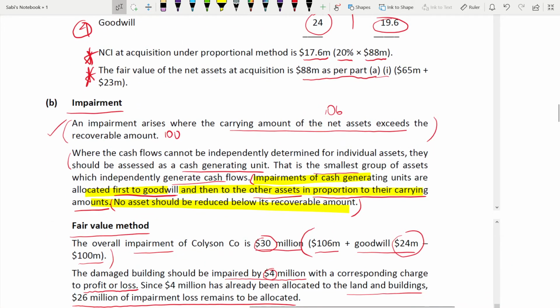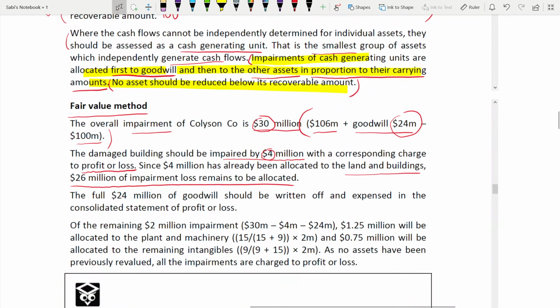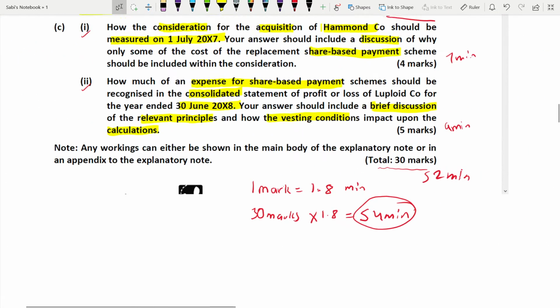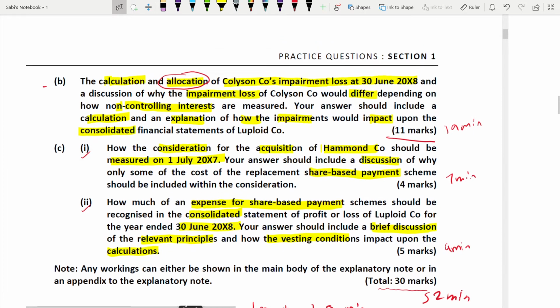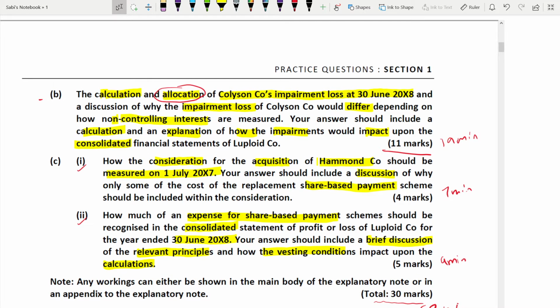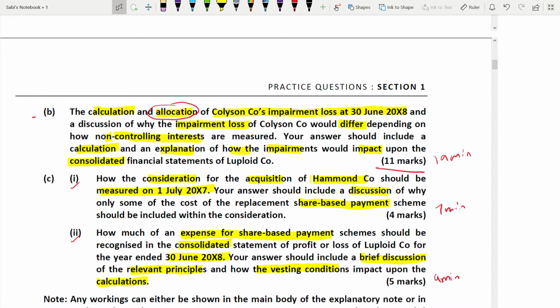When you study impairment, you will understand this. Next, third paragraph. The full 24 million of goodwill should be written off as an expense in the consolidated accounts. You have to talk about each line. If you see the requirement, let me show you the requirement. Once again, I know it's a bit irritating that I'm going here and there, but it's important, because it's very common that by now you must have forgotten the requirements. Every time you have to keep reading the requirements to see, are you missing out anything? Are you answering everything required?